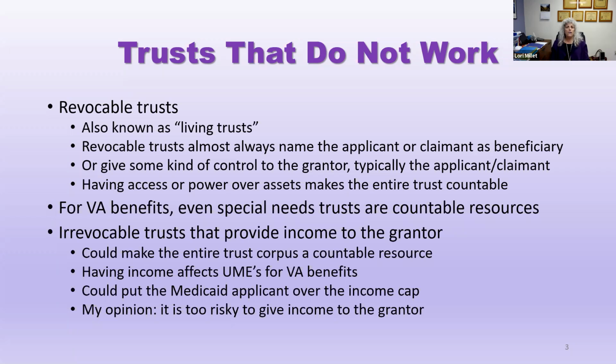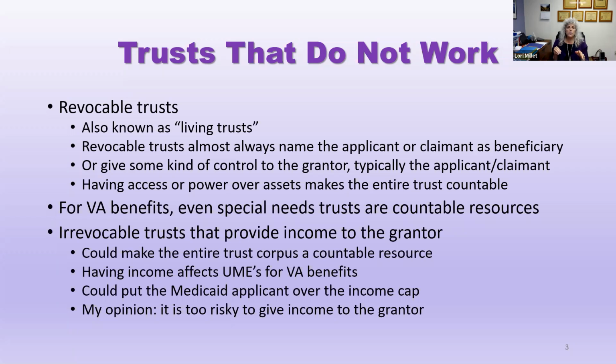Irrevocable trusts are typically what are used for Medicaid and VA planning, but irrevocable trusts that provide income to the grantor are going to cause some problems. They are going to likely cause the entire trust corpus or pot to be included as a countable resource. The income, if it's distributed to the grantor, is going to affect the UMEs for VA benefits. Because remember, the UMEs are unreimbursed medical expenses. And if you are getting income from an irrevocable trust, then the VA is going to presume you need to use that money to pay those medical expenses first. So you're not going to be as much in the red as you would otherwise be.